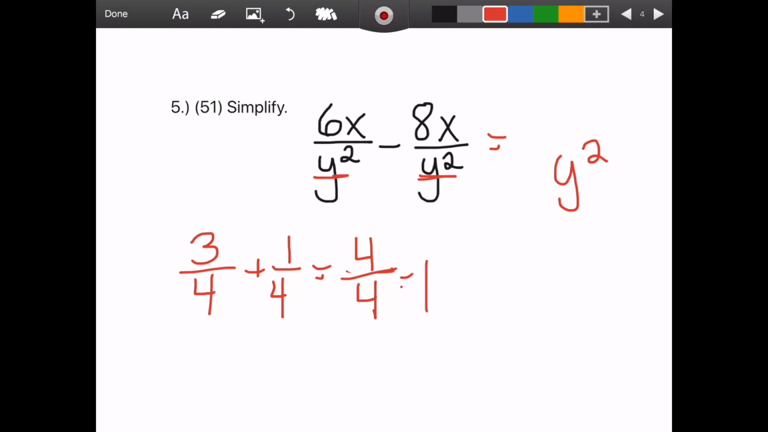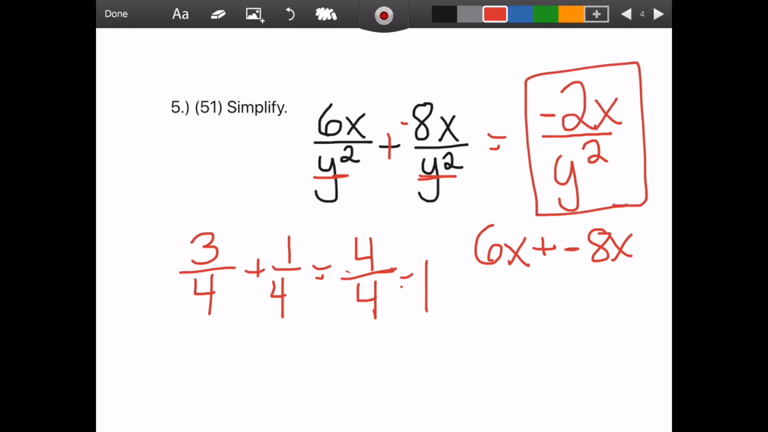So same thing with this problem. The denominators are the same, so I'm just going to rewrite the denominator so I don't get confused and try to do anything different with that. And now if I look, I have 6x minus 8x. So again, if it helps you, add the opposite: add a line, change a sign. So you can see we have 6x plus a negative 8x. So that is going to be negative 2x. And that is our final answer.